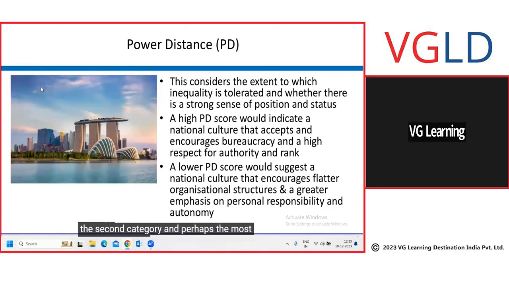The second category, and perhaps the most famous category from Hofstede's research, was what he called power distance. This is all about the extent to which a culture recognizes and encourages authority and what goes with that: bureaucracy, tall organizational hierarchies, a command and control approach perhaps, compared with a low PD score where the culture would very much encourage flatter organizational structures, a much greater emphasis on delegation, on empowerment, and autonomy. Perhaps also you might make a link there to decentralized structures, which are also consistent with cultures with a low power distance.